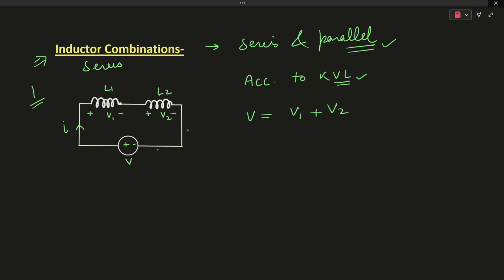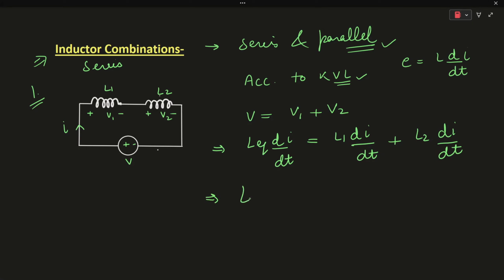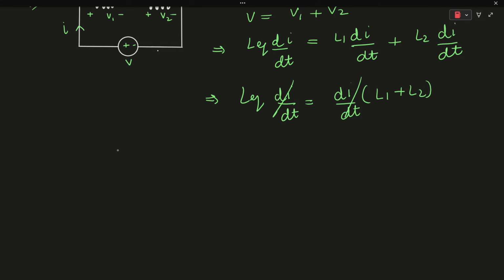We know that the equation of EMF, or Ohm's law in the case of an inductor, is E equal to L di by dt. On simplifying, V will be equal to L equivalent into di by dt, where I is the current flowing through these two inductors. This is equal to V1, or E1, which is L1 di by dt plus L2 di by dt. So L equivalent di by dt is equal to di by dt times (L1 plus L2). So the total inductance for two inductors will be L equivalent equal to L1 plus L2.